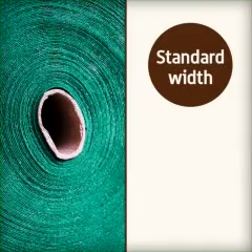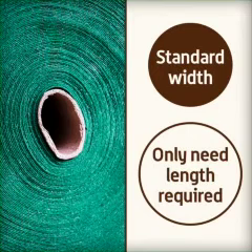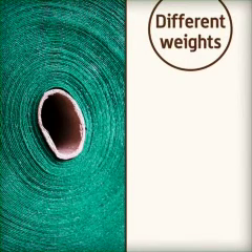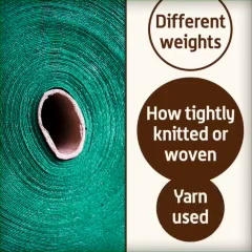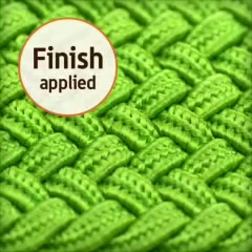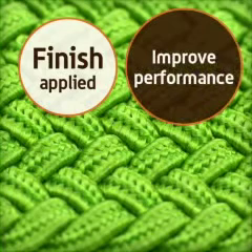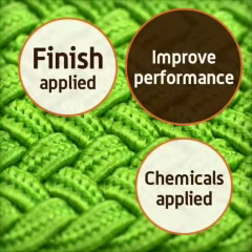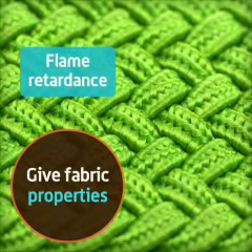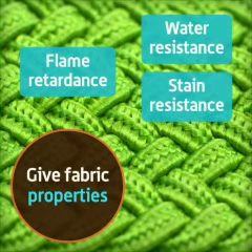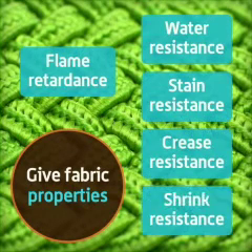Don't forget that fabrics come in rolls that are of standard width, so that you only need the length that you require. They also come in different weights, which are determined by how tightly the fabric is knitted or woven and the thickness of the yarn used. Textiles often need to have a finish applied to improve the fabric's overall performance. This involves chemicals being applied to fibres or the fabric during manufacture to give the fabric certain properties. These properties may include flame retardance, water resistance, stain resistance, crease resistance, and shrink resistance.